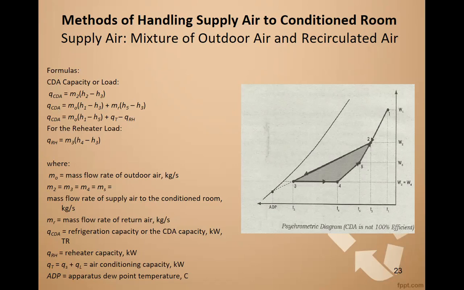And M2 is equal to M3, is equal to M4, is equal to M_S, is the mass flow rate of supply air to the conditioned room. M_R is the mass flow rate of return air, pwede na lang sa units. Q_CDA is equal to refrigeration capacity or the CDA capacity in kilowatt, then converted to tons. Q_R is equal to reheater capacity in kilowatts. Q_T is equal to Q_S plus Q_L, is equal to air conditioning capacity in kilowatt. ADP is the apparatus dew point temperature.